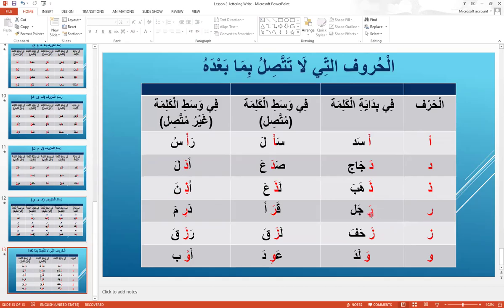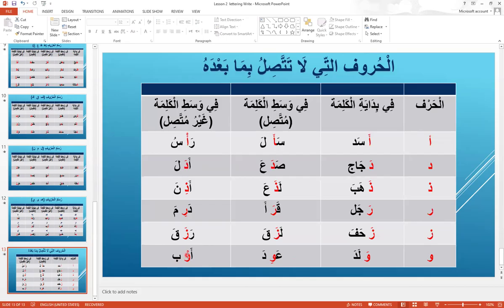Ra. There's no joining between ra and jim, ra and alif hamza, ra and mim. Then zay. There's no joining between zay and ha, zay and qaf. Then waw is the last of the 6. There's no joining between waw and lam, waw and dal, waw and ba. So these are the 6 alphabets that don't join on the left-hand side to the alphabet that comes after them. By default, all other alphabets will join on the left-hand side.